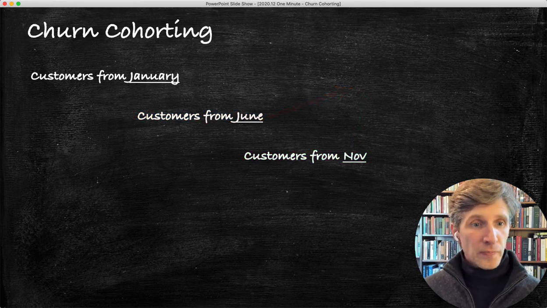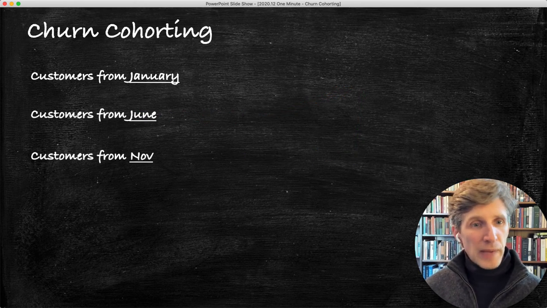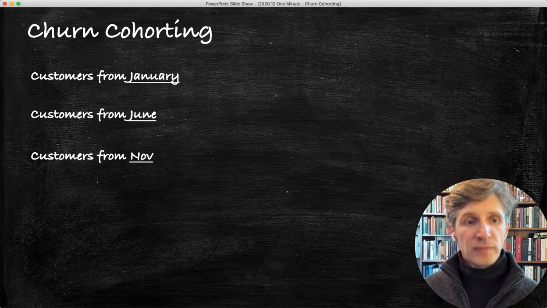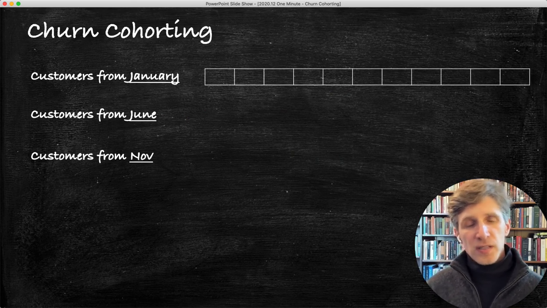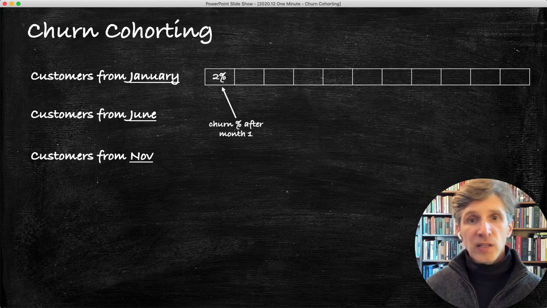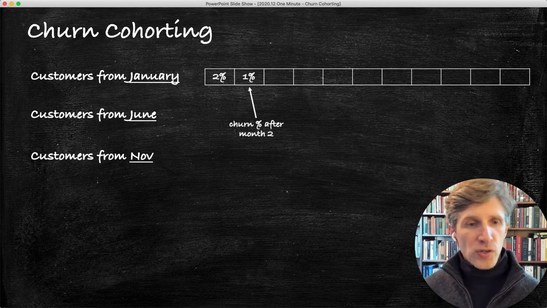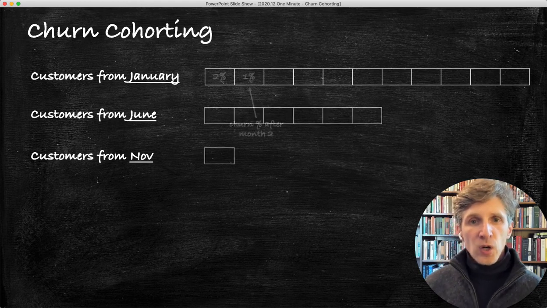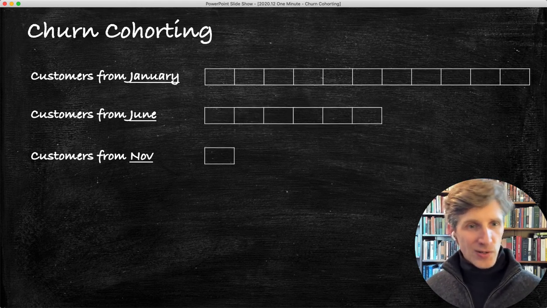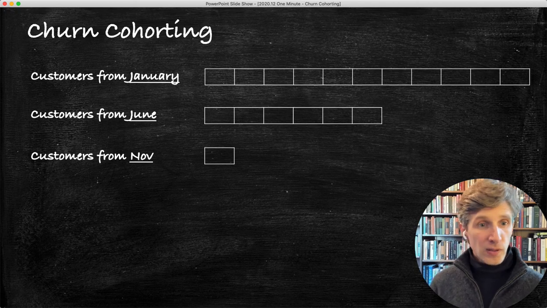So what do we do? We look at each one of those batches of customers, or cohorts, separately. So just the customers that joined in January, they alone might have a 2% churn rate after their first month and a 1% churn rate after their second month. We can do the same thing for those other batches or cohorts. What does this look like in practice?